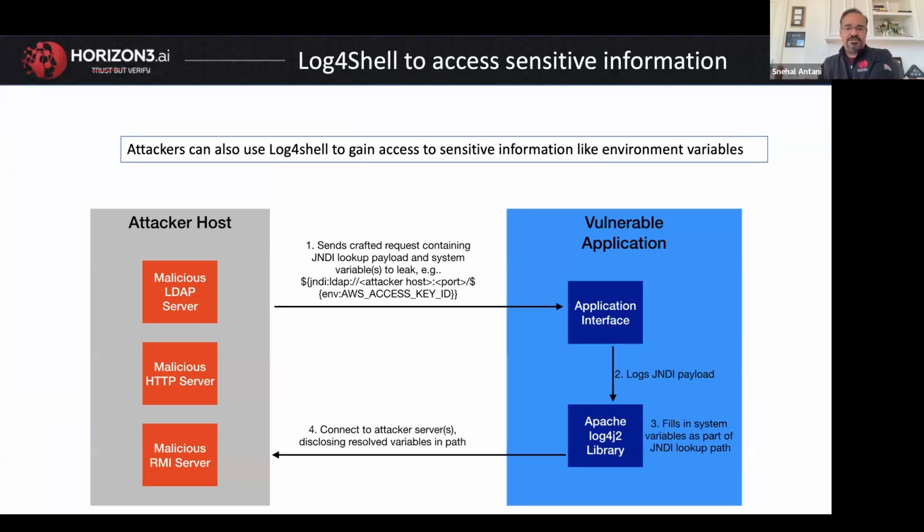It's going to trigger that malicious payload, and then the attacker is going to get that AWS access key as a value in their response of this particular attack. So it's not only getting arbitrary code execution, but it's also harvesting very sensitive information that can be used in subsequent attacks.